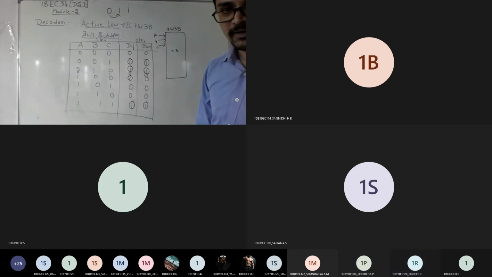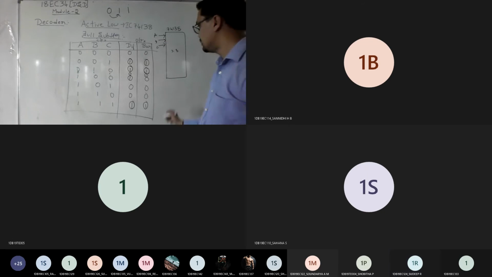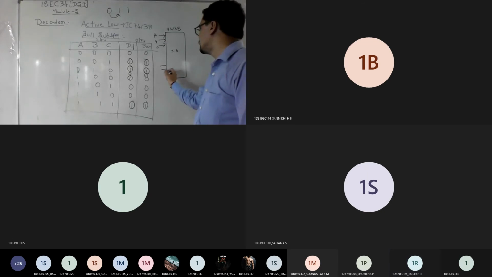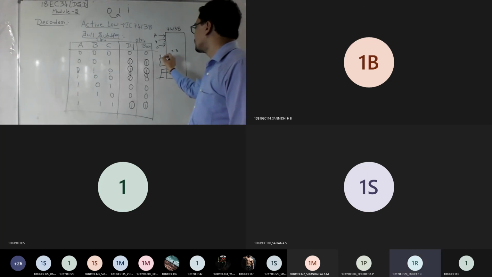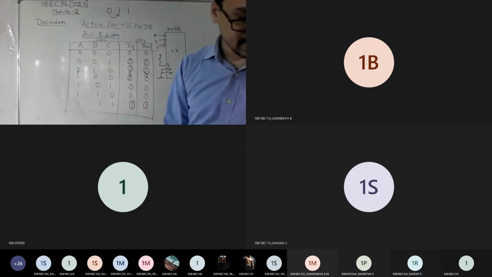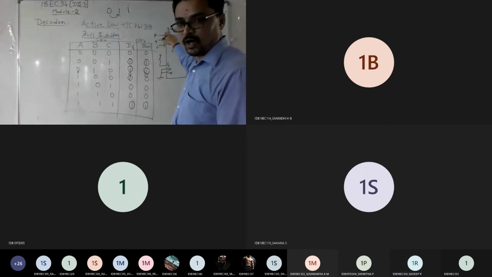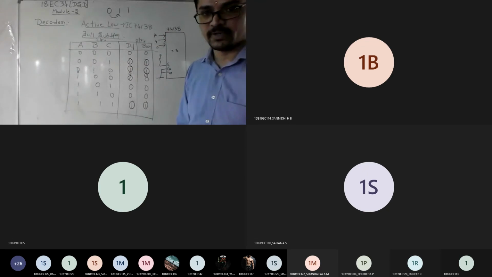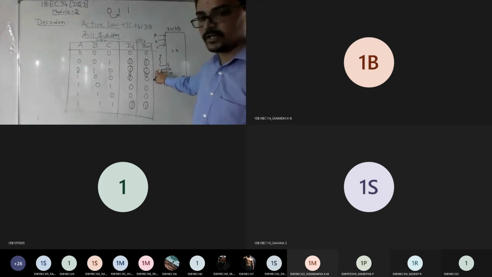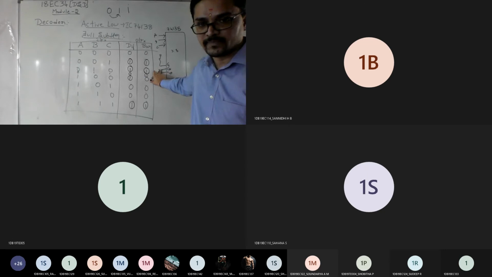Then how many enable pins? Enable pins 3, out of which 2 should be grounded, and 1 more is to be given 5 volts, active high. See, we know the logic: unless enable is there, your output won't come. So don't make all the enable pins ground.